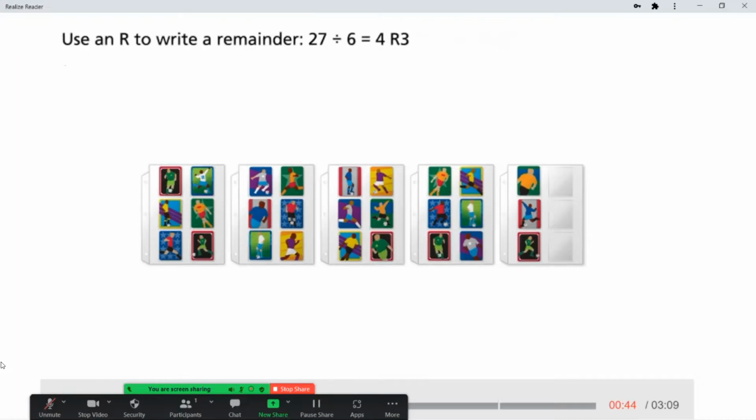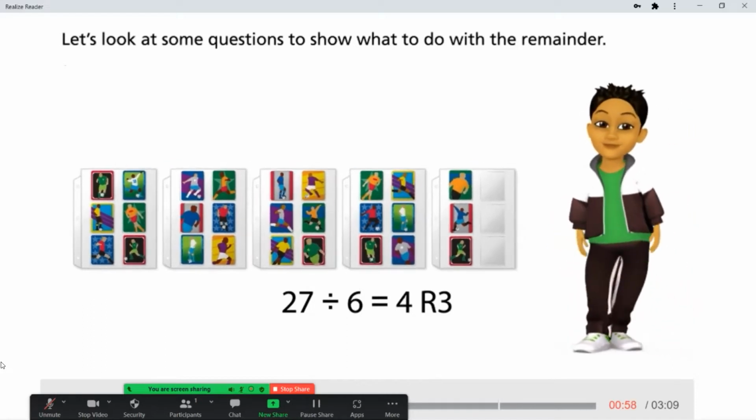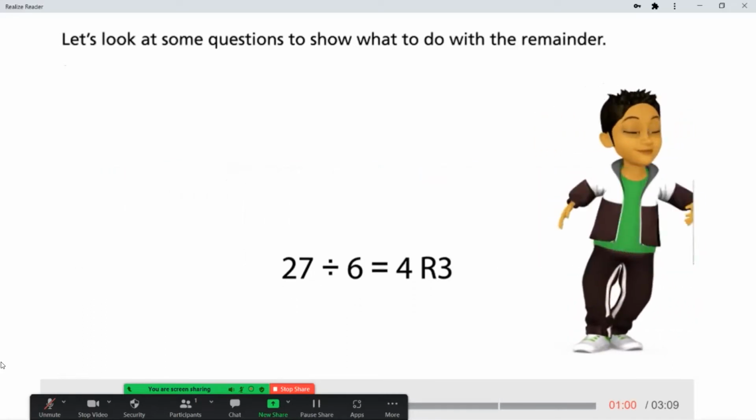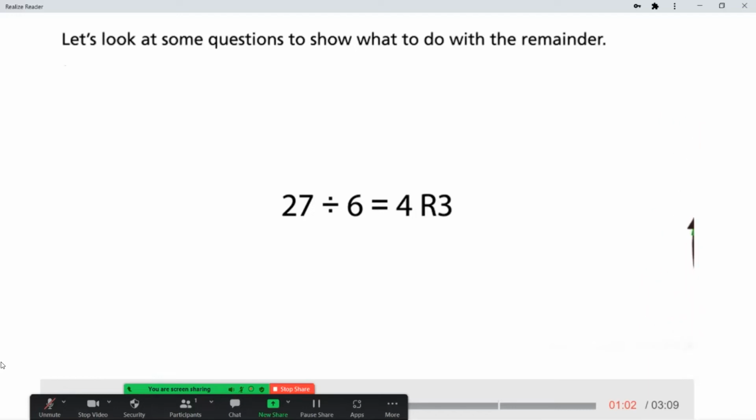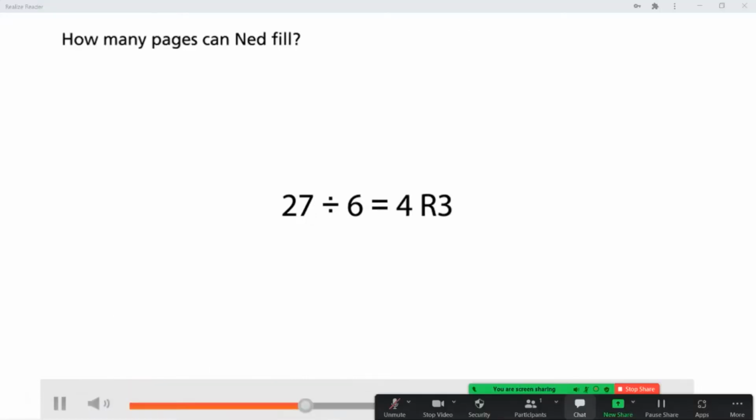Use an R to write a remainder. 27 divided by 6 equals 4 remainder 3. What should Ned do with the remainder? Let's look at some questions to show what to do with the remainder. How many pages can Ned fill?